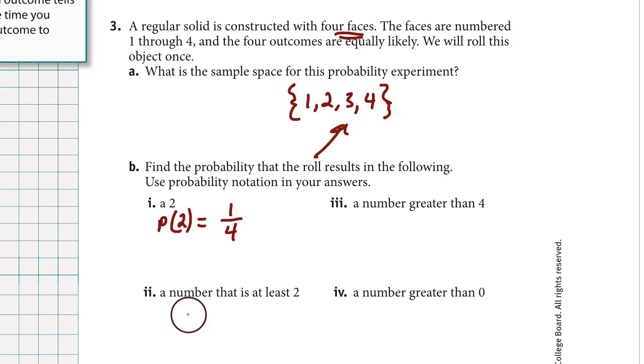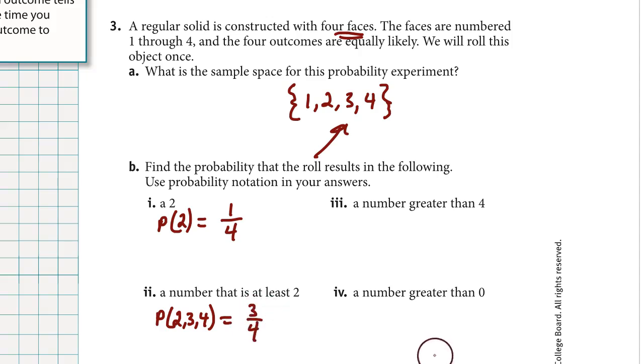Question 2, what's the chance of getting a number at least 2? So we want the probability of getting a 2, a 3, or a 4. All of those numbers are at least 2. I'll pause the video for you to try this one. And the answer is 3 out of 4.